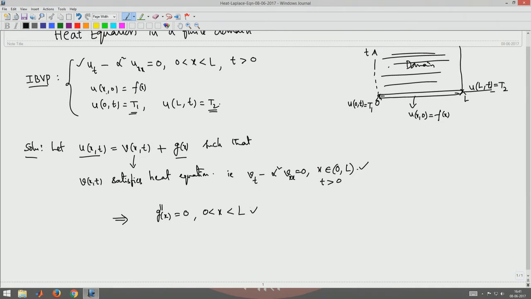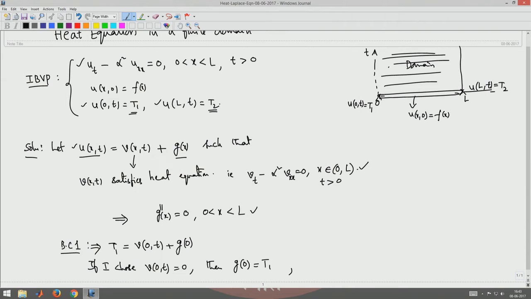Now, you look at what happens: u at x, 0 is f of x. Let us first apply the boundary conditions. If you put x equal to 0, u at 0, t is T1, which is equal to v at 0, t plus g at 0. Now I choose v of 0, t equal to 0. Once you choose this, then g of 0 is T1. Boundary condition 1 gives you that.